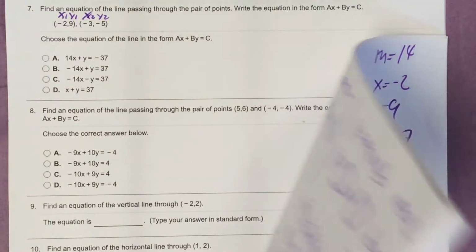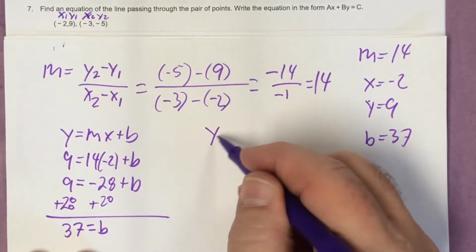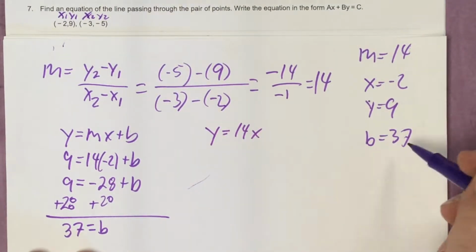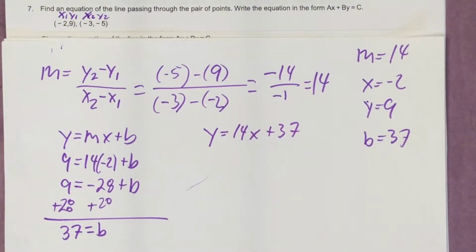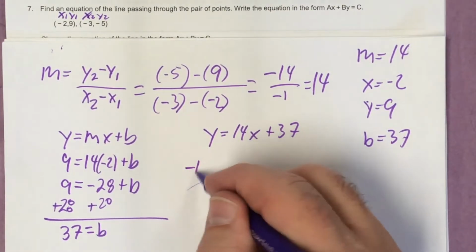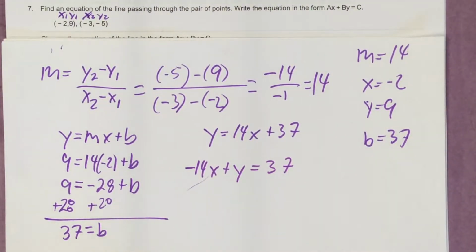I just want to take a quick look at the answers. Yeah, so these numbers are fairly big. So what we're going to get for the equation of this line in slope-intercept form is going to be y equals 14x plus 37. There's the slope, there is the y-intercept. So now if you want to put this into standard form, it is in slope-intercept form right now. Remember, we need to move the x over. So if I subtract 14x from both sides, I'm going to get negative 14x plus y equals 37.